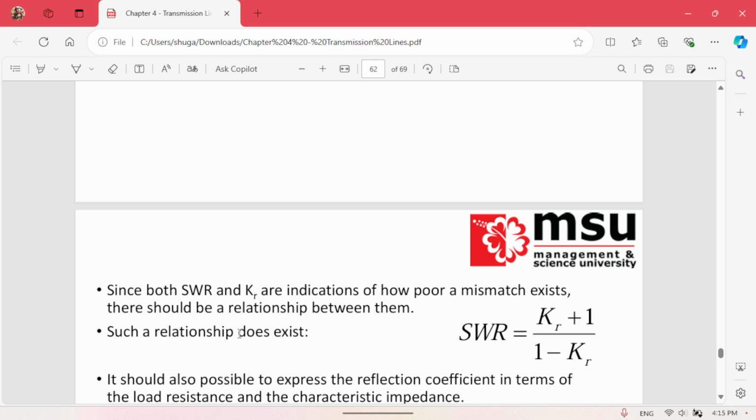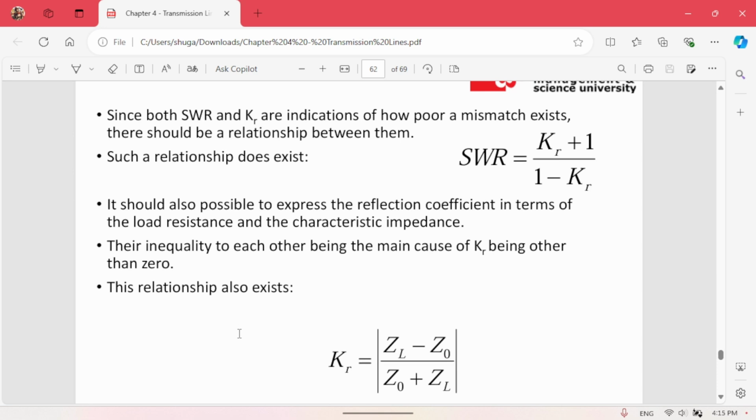Since both SWR and Kr are an indication of how poor a mismatch exists, there should be a relationship between them, and this is how it is represented. SWR equal to 1 plus Kr over 1 minus Kr. It should be possible to express the reflection coefficient in terms of the load resistance and the characteristic impedance, their inequality to each other being the main cause of Kr being other than 0.